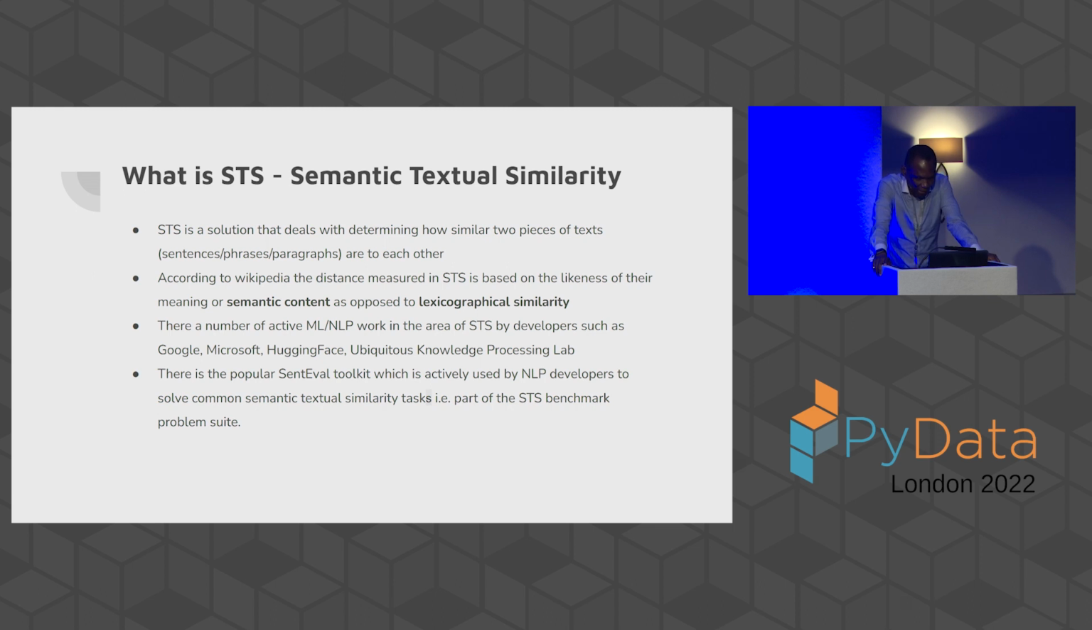And then I've got a Wikipedia definition indicating that STS is based on the likeness of their meaning or semantic content, as opposed to lexicographical, apologies for my pronunciation there. So essentially, it's not just about the text or the structure of the text, it's really about meaning. In fact, you can have two sentences that have completely different tokens, but they actually mean the same thing. So it's all about being able to find semantic meaning in text, which actually is not as easy as one might think.